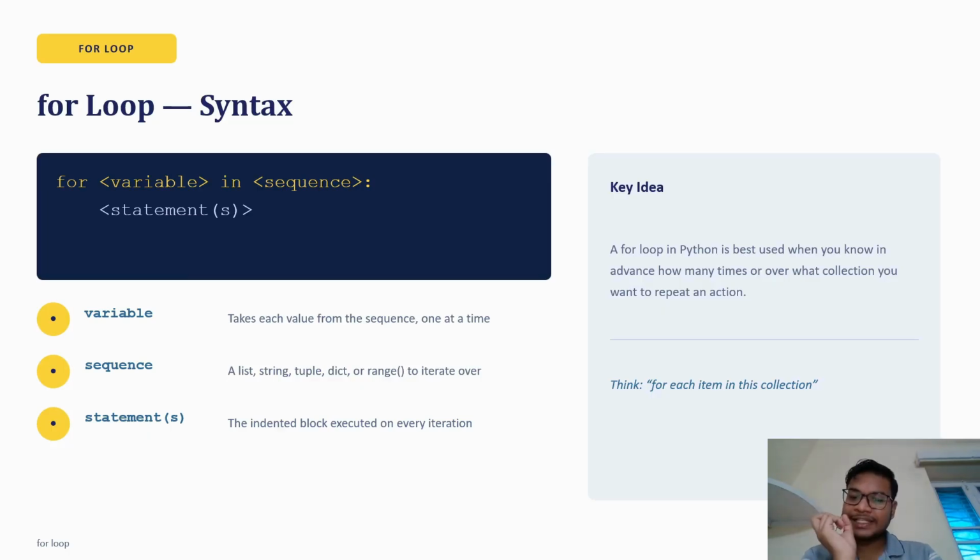So think: for each item in the collection, we use a for loop. Its syntax looks very normal compared to the while loop, and it looks very easy. So if you know the repeat of the action, you should always use the for loop instead of the while loop. Okay. So this is all the syntax of a for loop. I hope you clearly understand. So let's move forward.